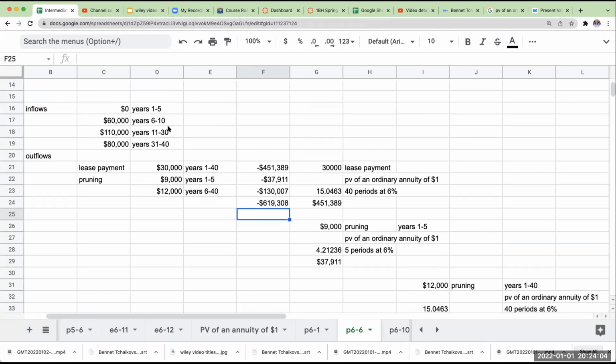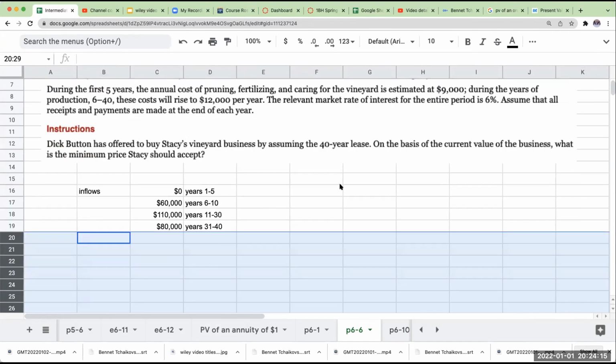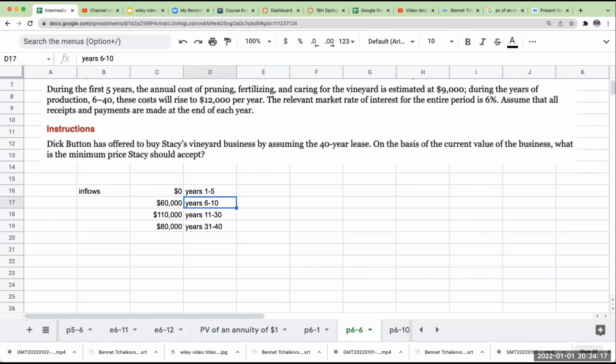Now, let's go ahead and take a look over here at our inflows. So we're going to kind of use the same strategy, okay, for the inflows as we're doing for the outflows. Let's give ourselves a little bit more room. So for my inflows, 0 is 0, right? But let's go ahead and do years 6 through 10. So for years 6 through 10, my inflows are 60,000 per year.